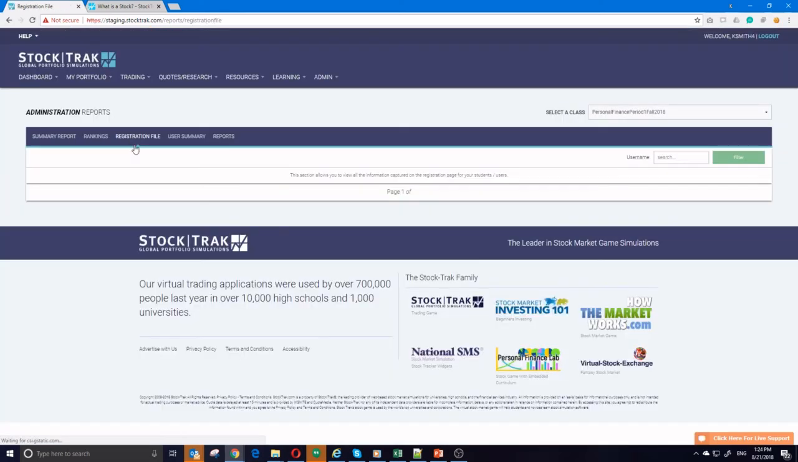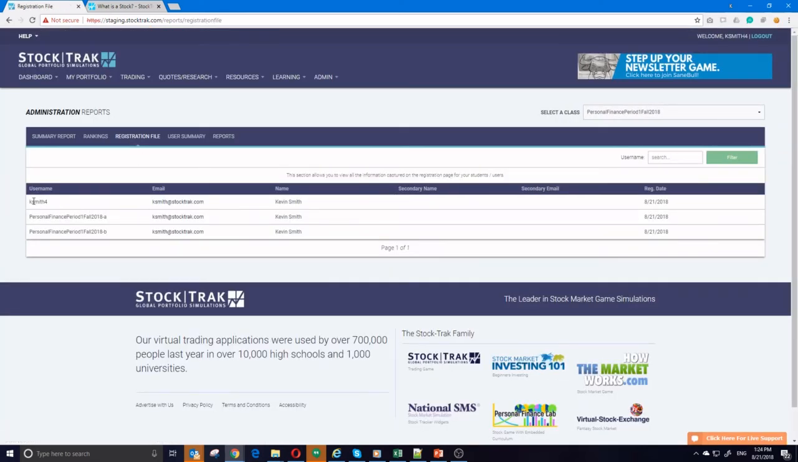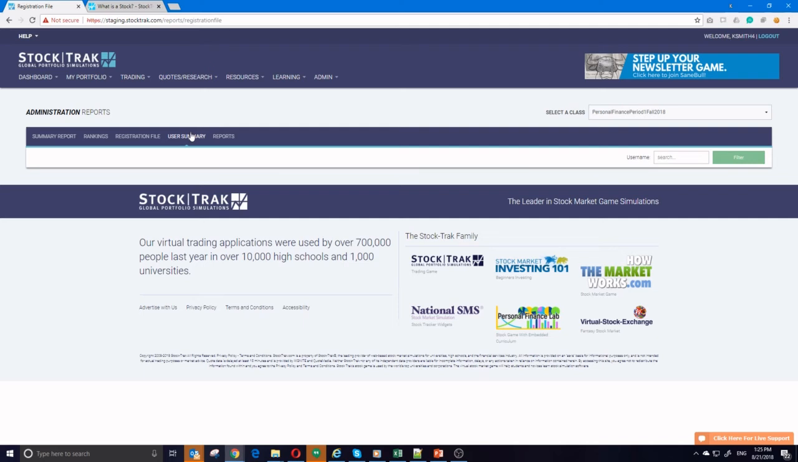The registration file report will show you each of the students who've registered to your class, along with their email address and the name they used when they registered. If you have your students working in teams, it will also list the secondary user that your student entered when they first registered. The user summary report will include some useful information about the trading data in your class. For example, how many orders each student has placed and when's the last time they've logged in.